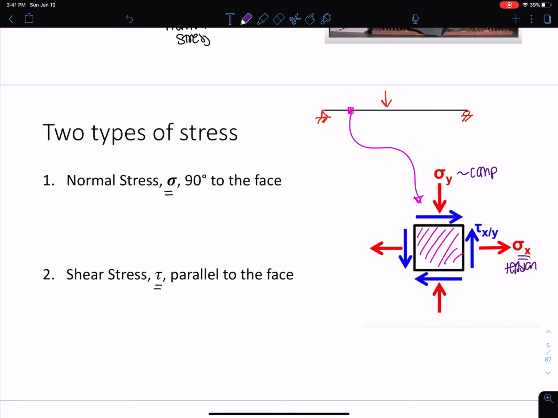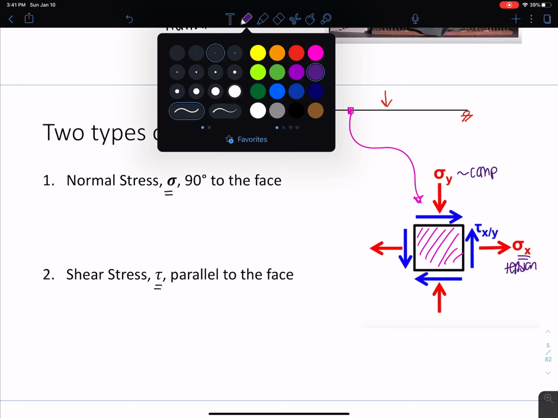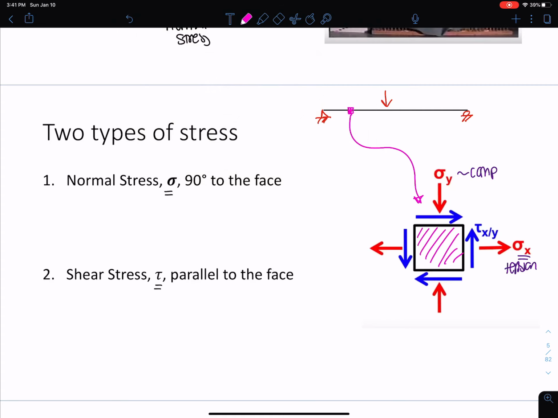But we also have shear forces, because remember, from statics again, when we expose internal forces, we have shear, moment, and normal force. We'll deal with moment a little bit later. We're going to focus on some more simplistic elements right now, so just shear and normal and how that translates to stress. So we also have tau, this Greek letter tau, which represents the shear stress, which acts parallel to each face of the element that we're looking at.